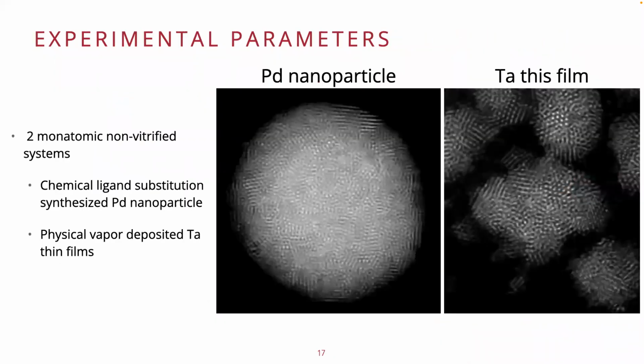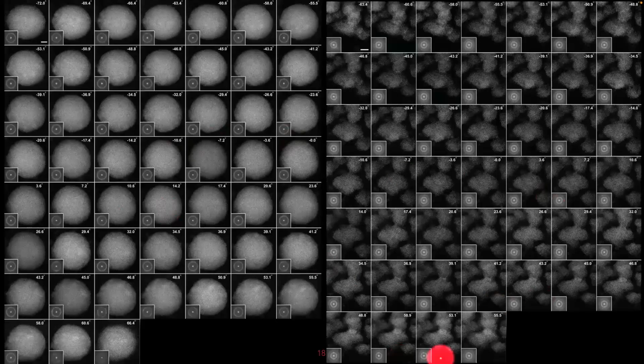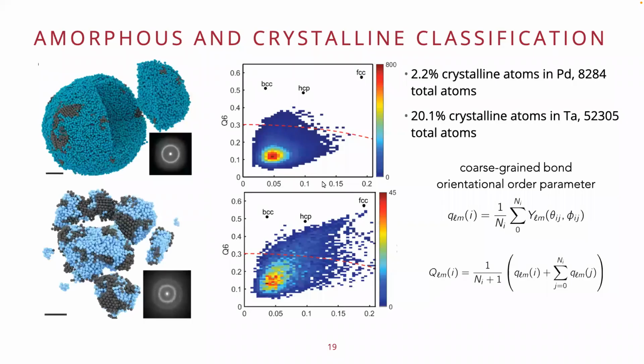So the natural question was, we say that we don't assume anything about crystallinity in our atomic electron tomography. So to test the limits, we looked at these 2 glass systems. These are 2 non-vitrified systems. They are at the nanoscale. So one is and we go through the same procedure that I outlined, and we'll see that we get the atomic structures on the left-hand side, right?